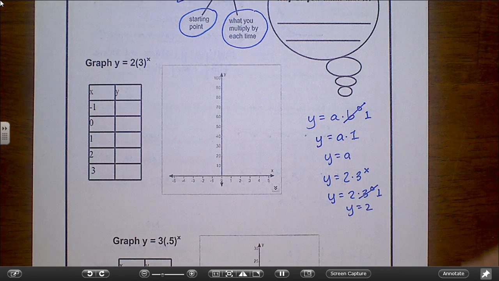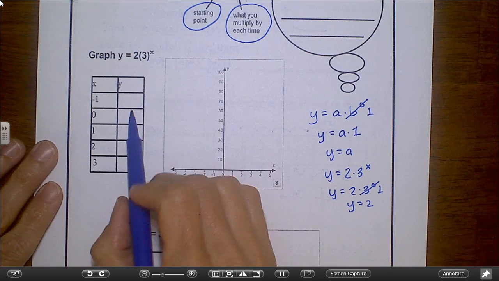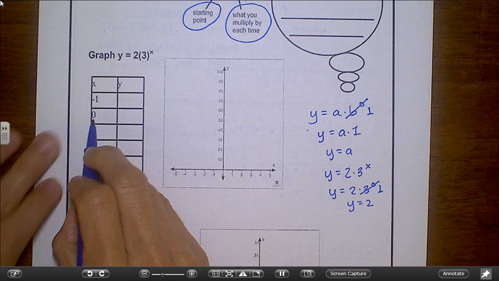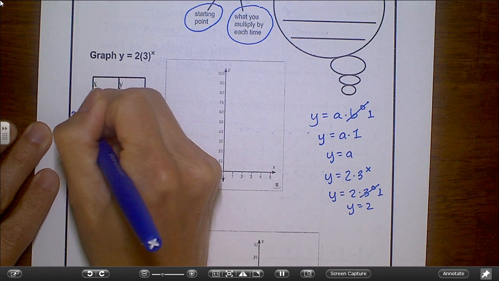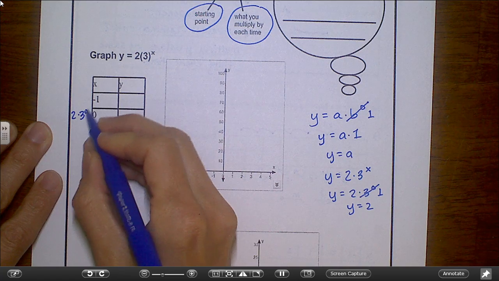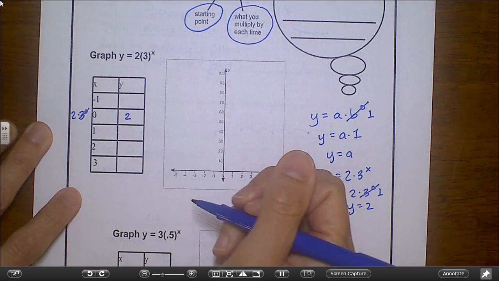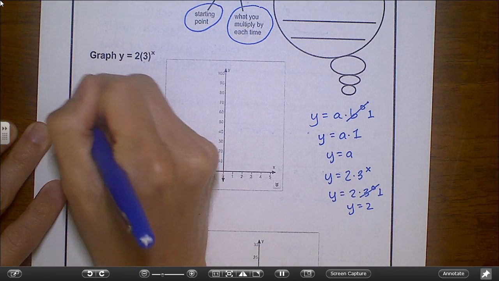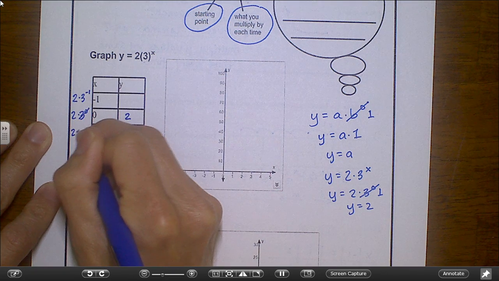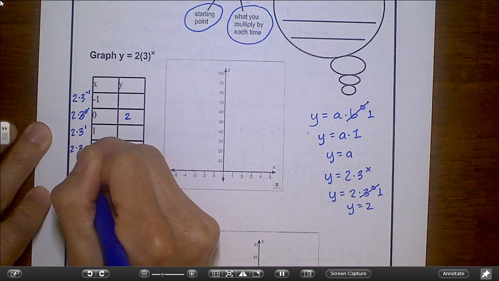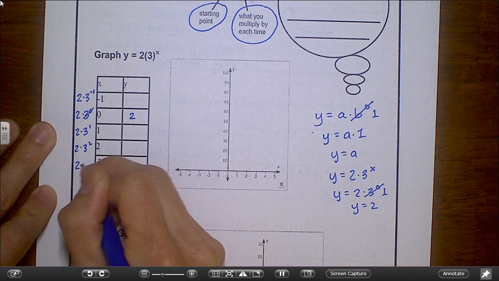Okay. So if I did y equals 2 times 3 to the 0 power, 3 to the 0 would be 1, so y equals 2 at x equals 0. Okay. All right. So let's fill in this little chart here. So we already know 0 because we just did it, right? So 2 times 3 to the 0. 3 to the 0 is 1, so that's 2. And then this will be 2 times 3 to the negative 1, 2 times 3 to the 1, 2 times 3 to the 2, 2 times 3 to the 3.